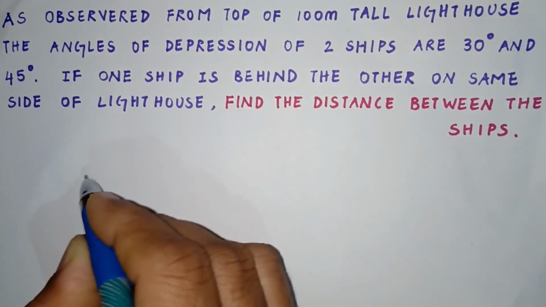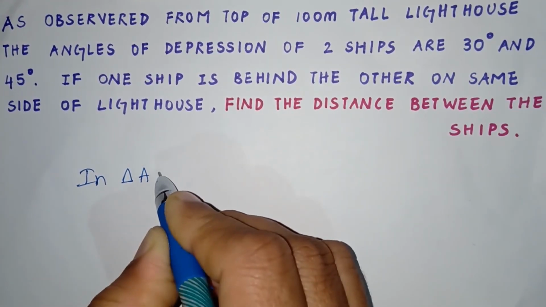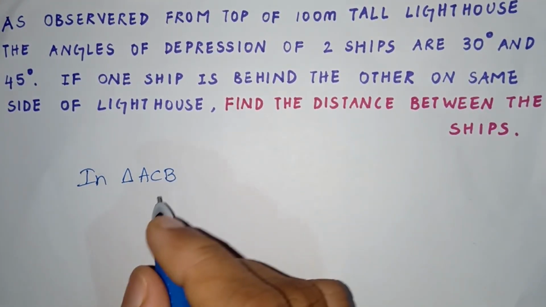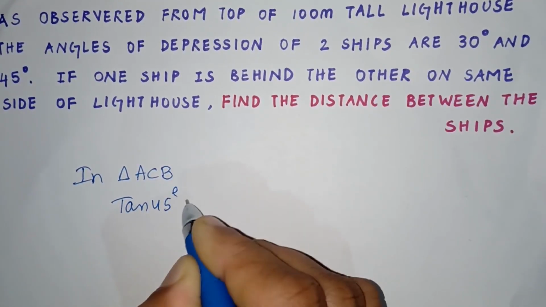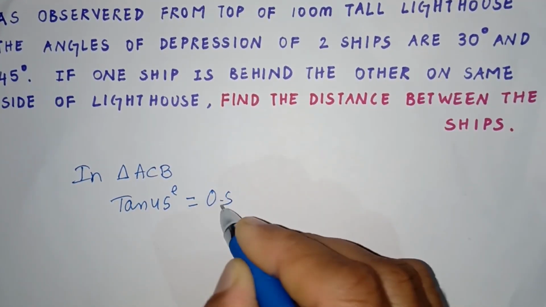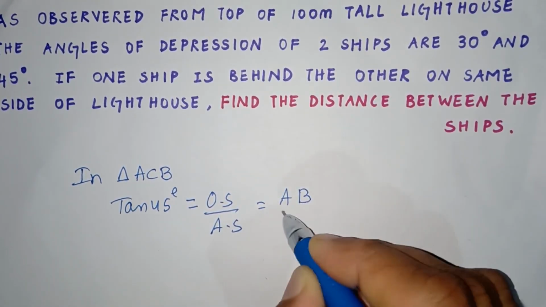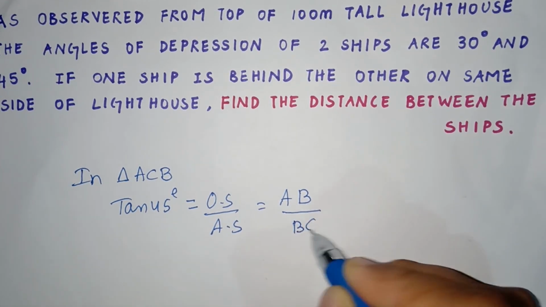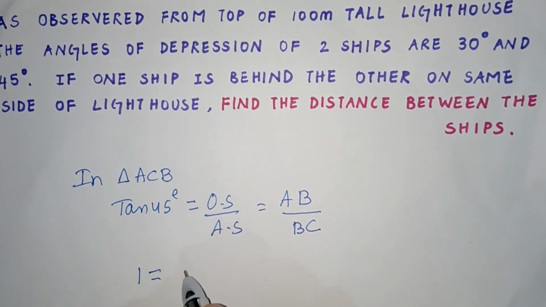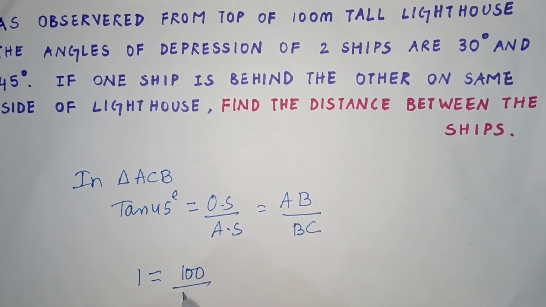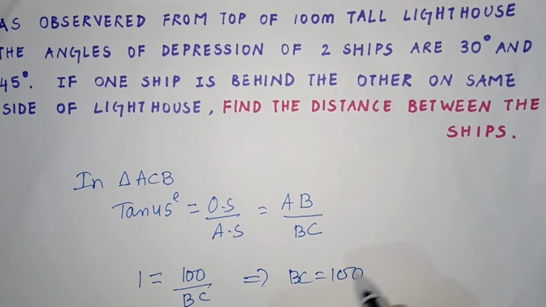In right angle triangle ACB, tan 45 equals opposite side by adjacent side. Opposite side is AB, adjacent side is BC. So tan 45 is 1, AB is given 100. Therefore, BC is 100.